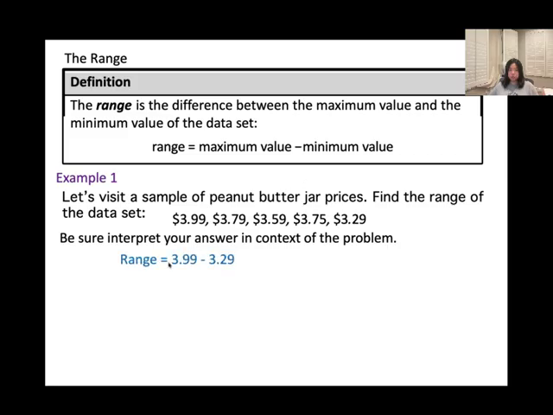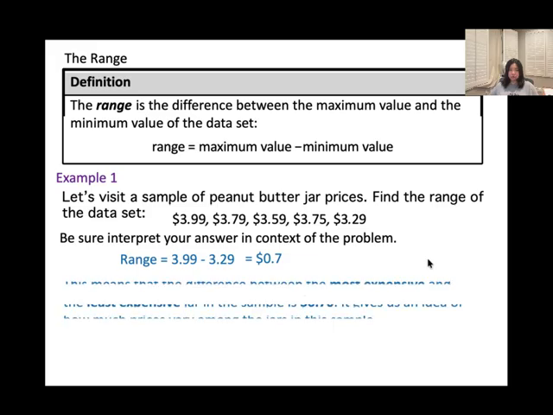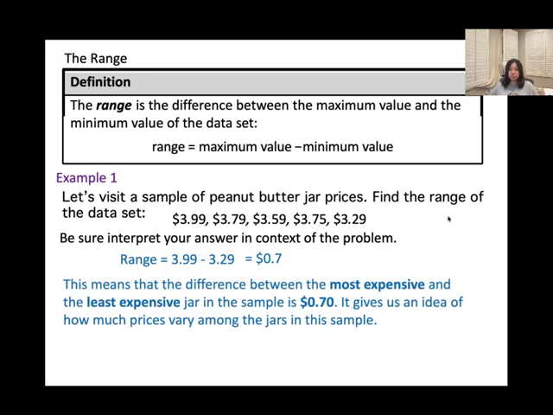So, formula. The range will be equal to the maximum value, which is the most expensive price for the peanut butter, minus the least expensive, which is $3.29. Use your calculator. You're going to get 70 cents. So the range is equal to 70 cents. Now interpret. This means that the difference between the most expensive and the least expensive jar in the sample is 70 cents. It gives us an idea of how much the price varies among the jars in this sample.